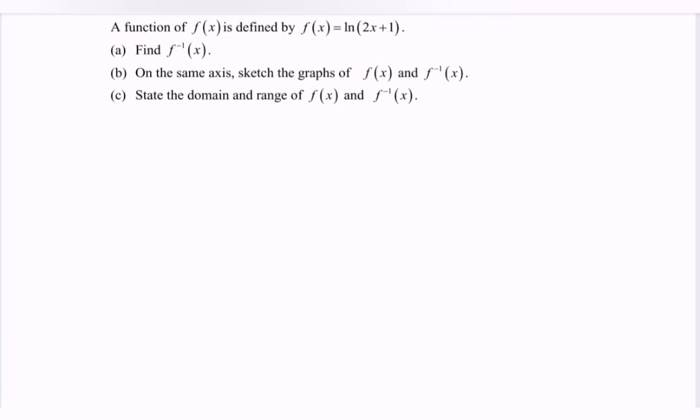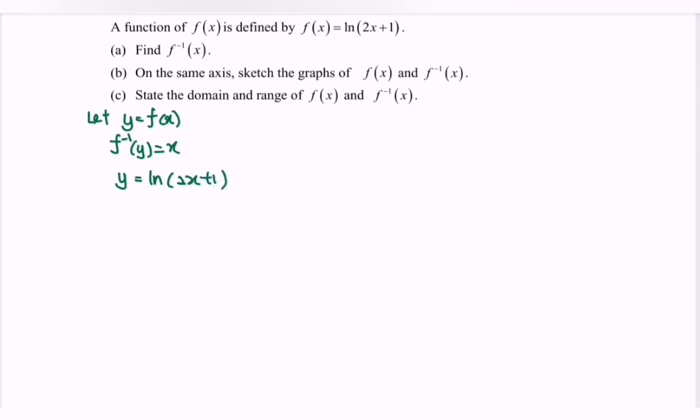A function f is defined by f(x) = ln(2x + 1). Find the f inverse. Let y equals f(x), so f inverse of y is equal to x. So y is equal to ln(2x + 1).